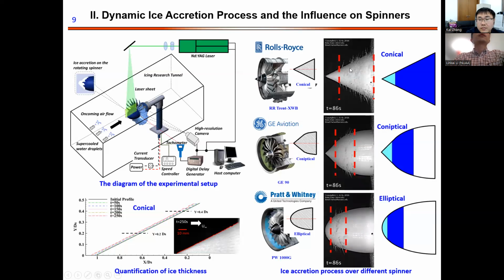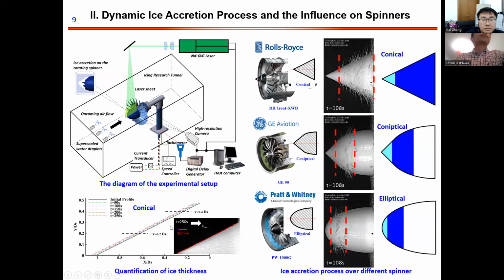For the conical, you can see the ice covers the whole surface. However, for the elliptical, there is only a small part at the tip that has more ice. And for the other, about half of the part has ice accretion. That means these three kinds of spinner shape have a significant effect on the ice accretion process.